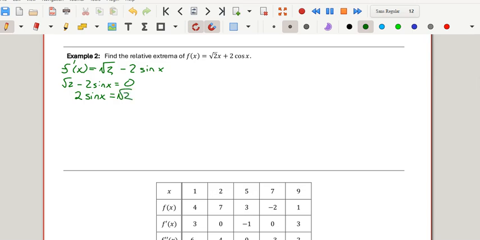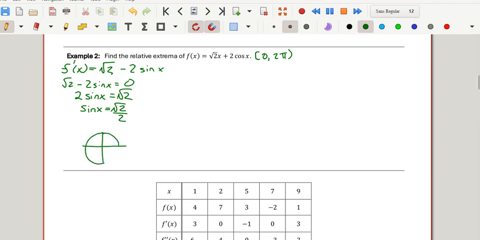That's the thing I always do that throws at least one person off. I brought 2 sine over to the right, but then I wrote it on the left, and I just switched the sides. So sine x equals the square root of 2 over 2. And I stopped there because I realized this problem needs a domain restriction. So let's just restrict our domain from 0 to 2 pi. Why not? So on 0 to 2 pi, when does sine x equal the square root of 2 over 2? Start in the first quadrant.